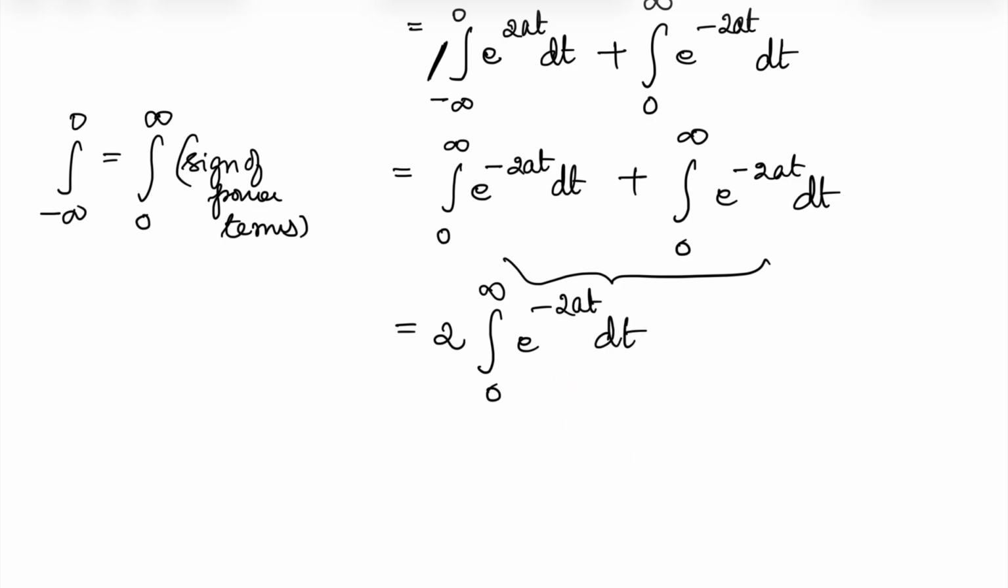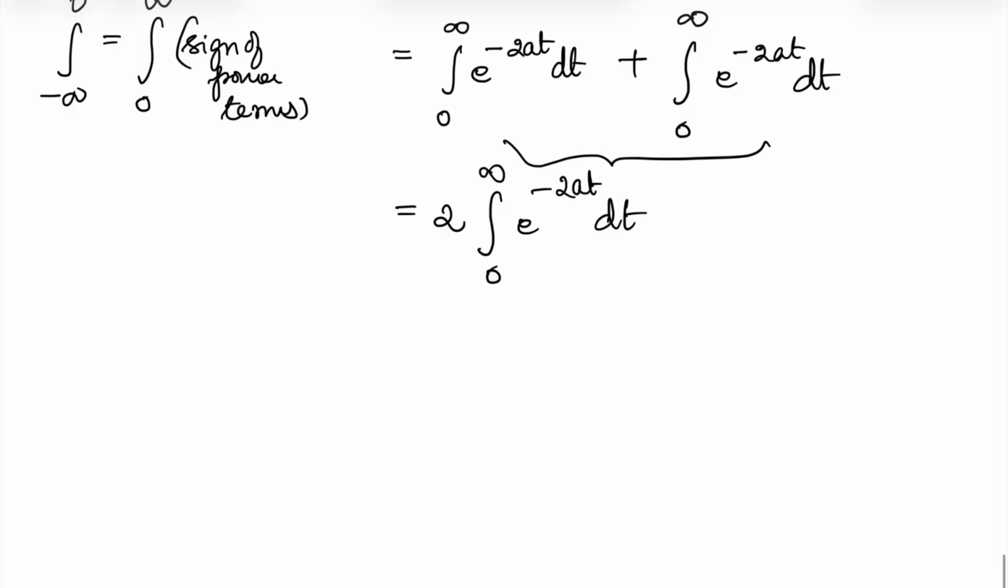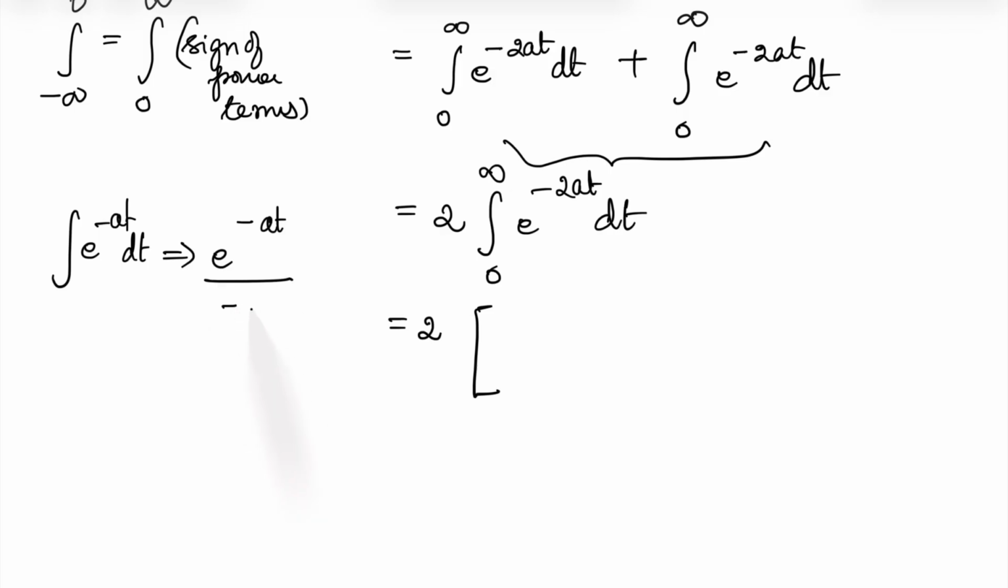So again, if I go for the integration, I'll just have 2 here. If I integrate e power minus at into dt, what is the integration? It is e power minus at divided by the coefficient of t. The coefficient of t is minus a. So this is the general formula, right? If I substitute here, what happens? E power minus 2at divided by, what is the coefficient of t here? Minus 2a.